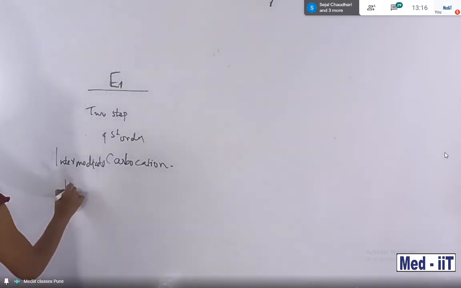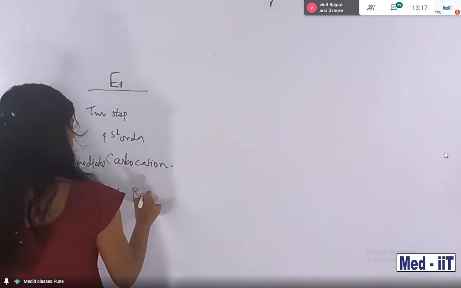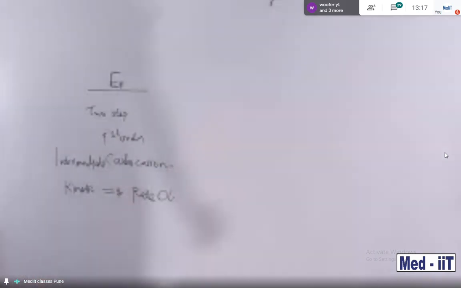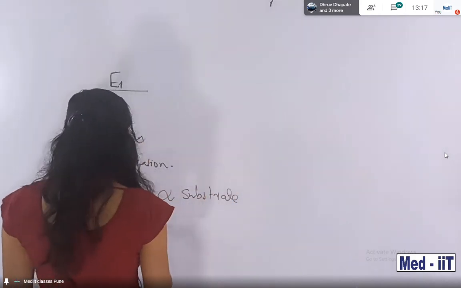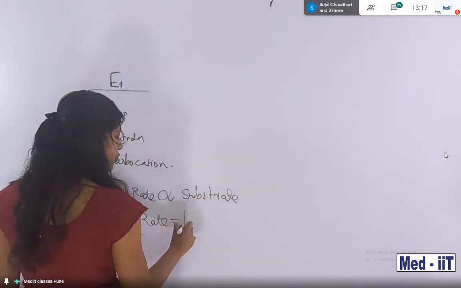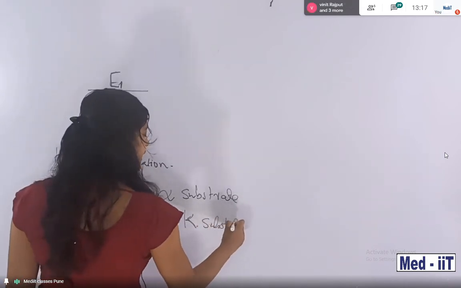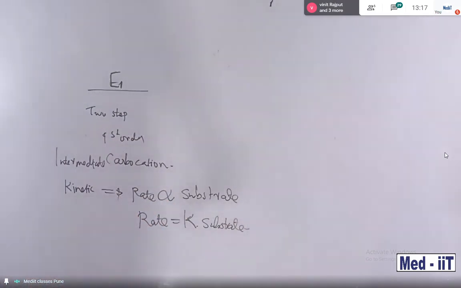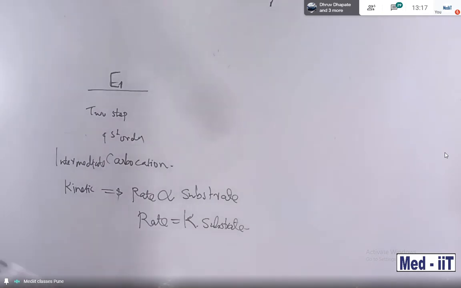In the case of kinetics, it is a first order reaction, so the rate is directly proportional to the substrate. So rate is equal to a constant k multiplied by substrate. We can explain like this: rate equals k into substrate. This much you want to keep in mind for E1 reactions.